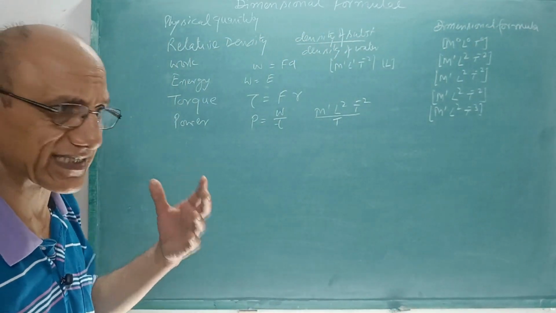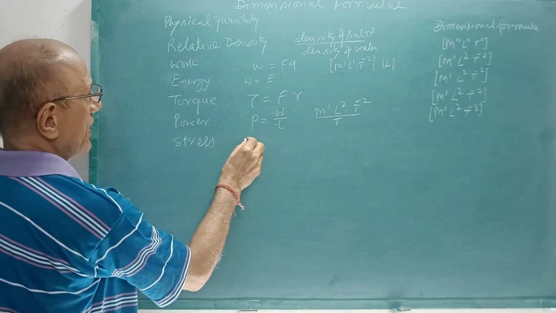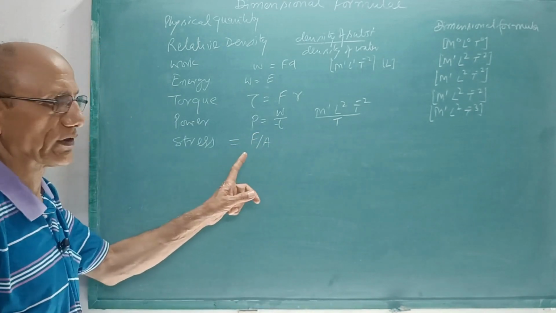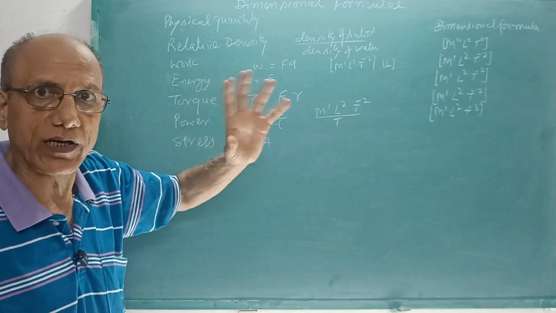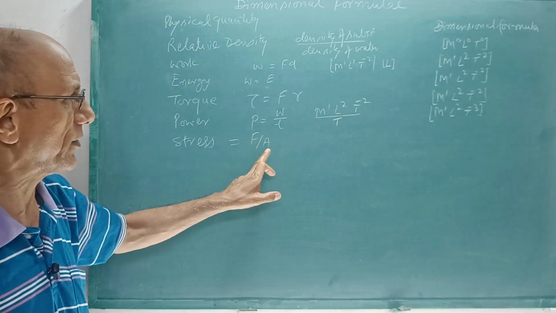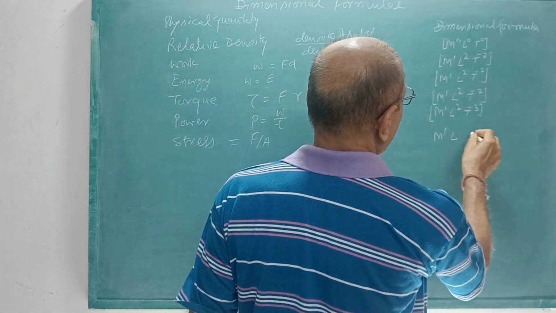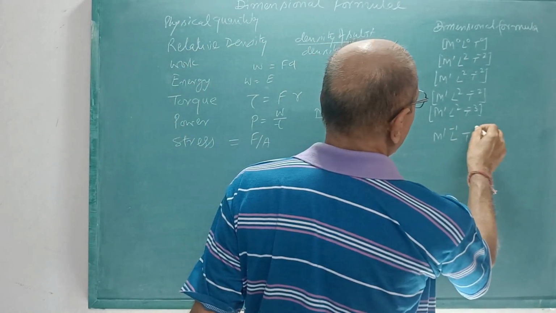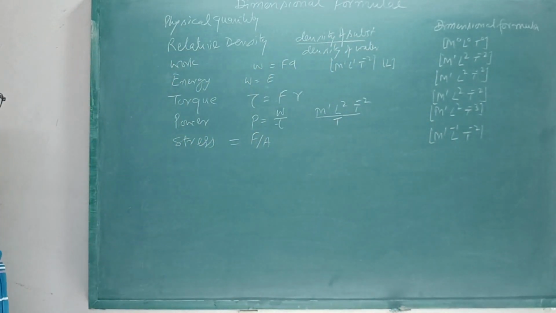What about the stress? Stress is force upon area, and force upon area is pressure. So try to relate formulas, and you will get it very easily. Pressure is force, M1 L1 T minus 2, divided by area, so it will be M1 L minus 1 T minus 2. So this is the dimensional formula for the stress.